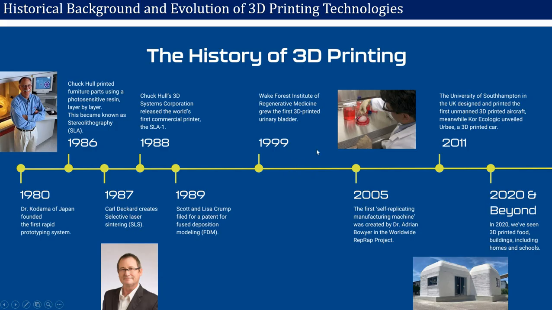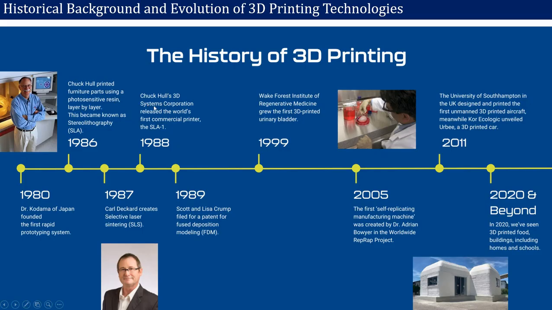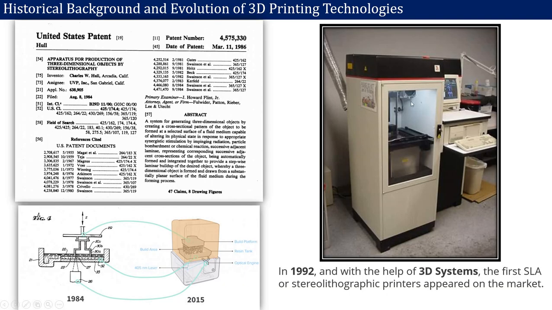Then in the coming years, there was more advancement in 3D printing technology, and now we are in 2024 and have more advanced 3D printers. This is the patent filed by Chuck Hull through his company 3D Systems. This is the 3D Systems company formed by Chuck Hull, and this is the first 3D printer developed by the company. This is the SLA printer.